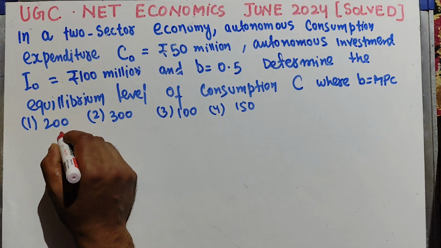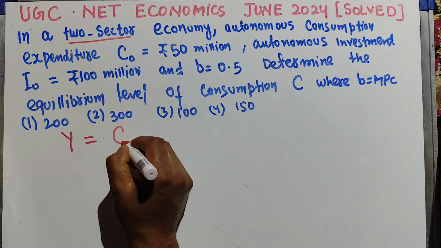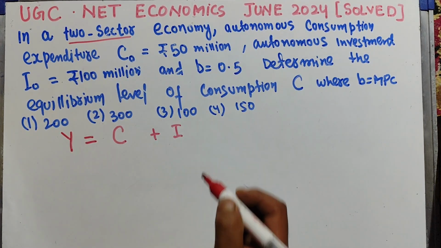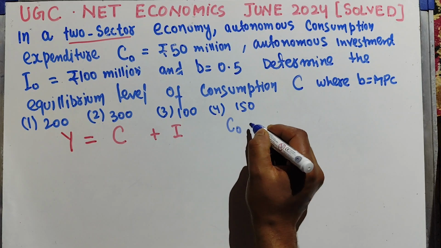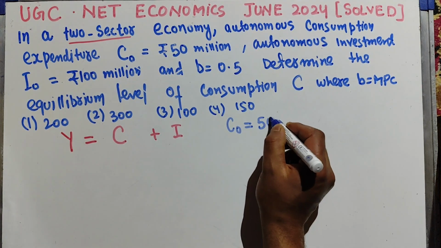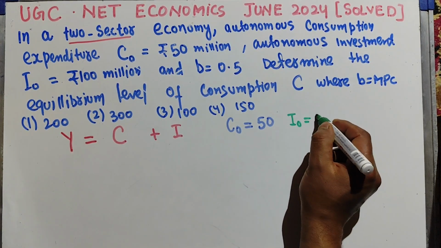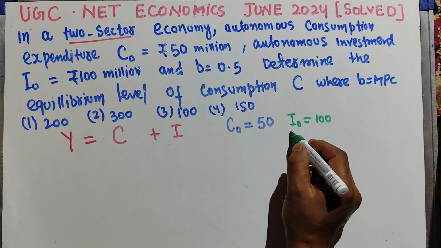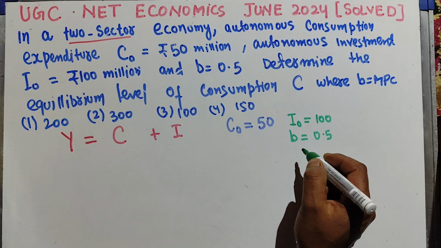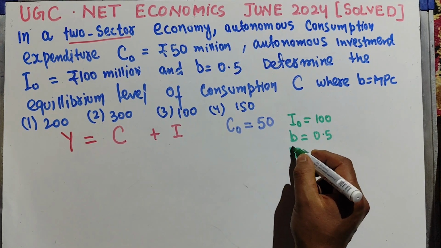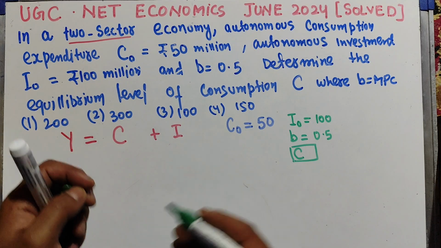We know that our total income, since we have the two-sector economy, should be equal to the consumption expenditure plus investment expenditure. What are we being given here? We are being told that autonomous consumption expenditure is equal to 50 million, autonomous investment is equal to 100 million, and B is equal to 0.5, which is the marginal propensity to consume, and we are being told to find out the equilibrium level of consumption in this economy. Okay, so our total income should be equal to total expenditure at equilibrium.